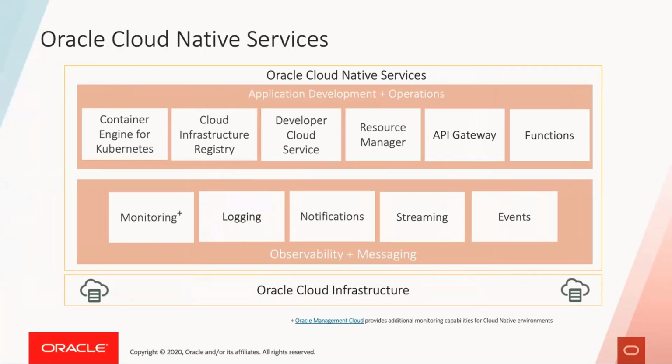Oracle's cloud native services are built on top of OCI, or Oracle Cloud Infrastructure. These services can be categorized into a couple different categories: application development, operations, observability, and messaging. Oracle provides several cloud native services that, combined with OKE, give you a robust and scalable cloud native services environment. For example, fully managed Kafka, logging compatibility with Fluentd, native monitoring, notifications, events, and API gateway.